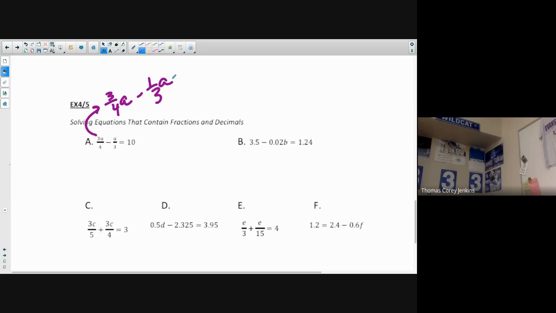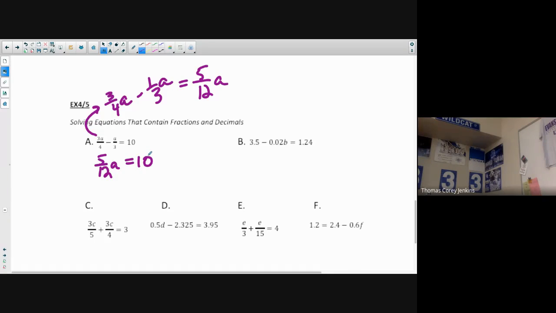5/12. That's right. Okay. And this way we don't have to worry about getting a common denominator and all this stuff. Our calculator does it for us. All right, so anyways, that equals 5/12a. I'm going to write that underneath. I've combined like terms, and I have 5/12a equals 10.